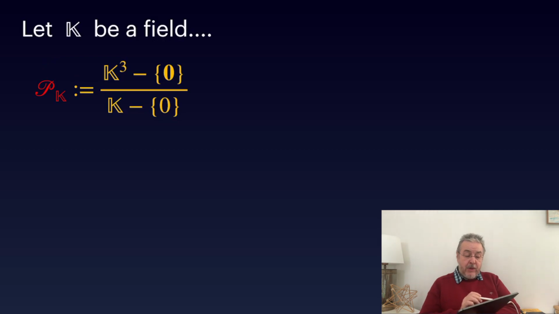So first of all, we define a set PK, which we define to be the following thing. We take the three-dimensional, so be careful, it's three-dimensional, not two-dimensional, vector space over K, we take away the zero vector. So on my slides, this bold 0 should represent the zero vector, and we identify multiples of those vectors that only differ by a non-zero factor.